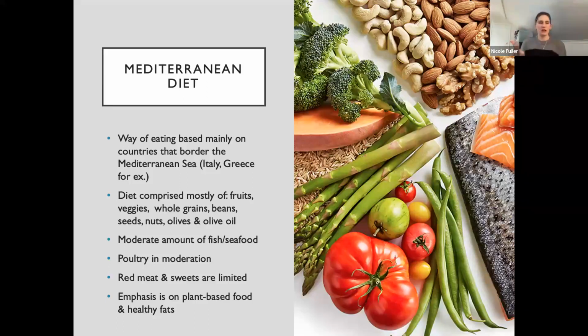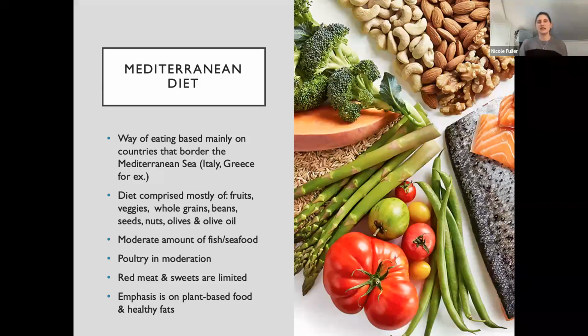Some people associate it a lot with Italy and Greece, for instance. This diet, or way of eating, or lifestyle of eating, consists mostly of fruits, vegetables, whole grains, beans, seeds, nuts, olives, and olive oil. Okay. You can see what I just named is very limited in processed foods. There's a moderate amount of fish and seafood, poultry in moderation, and red meat and sweets are very limited in this eating style. They emphasize more plant-based foods and healthy fats.